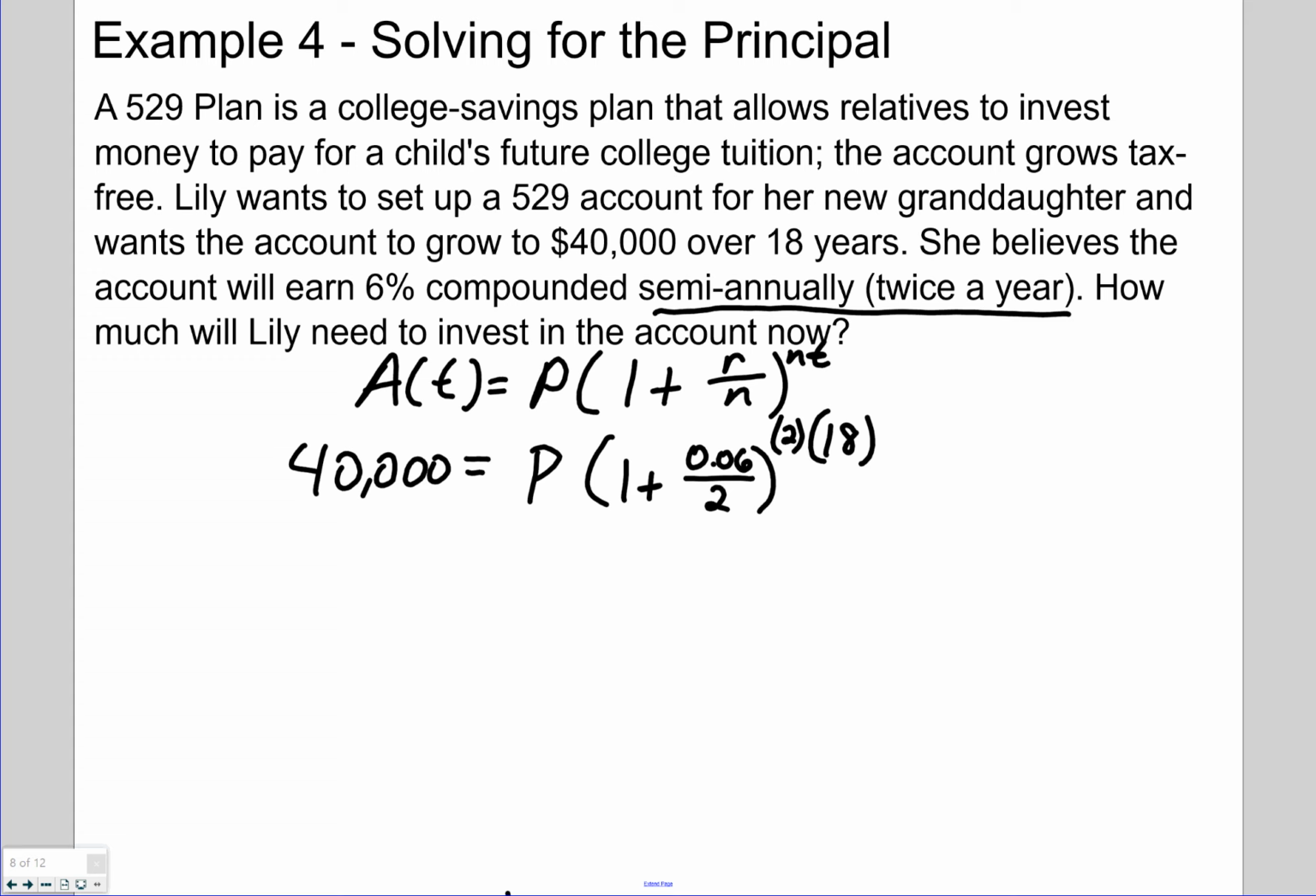Now it becomes a little trickier here. What I would do right now is, what is 0.06 divided by 2? I don't think we need a calculator for that. 0.03. 18 times 2 is 36. Can anyone tell me what 1 plus 0.03 to the 36th power is?